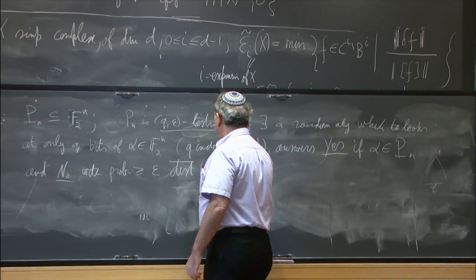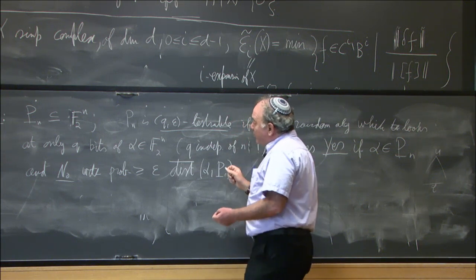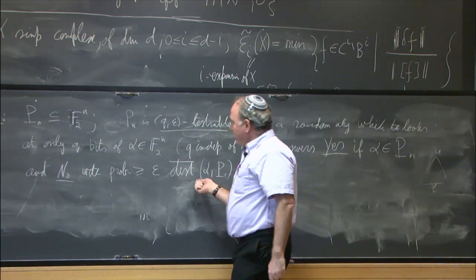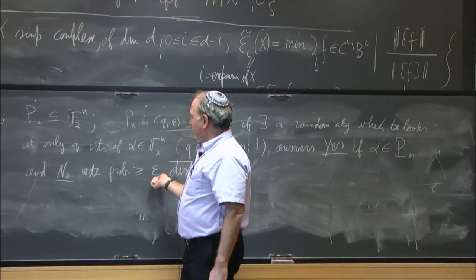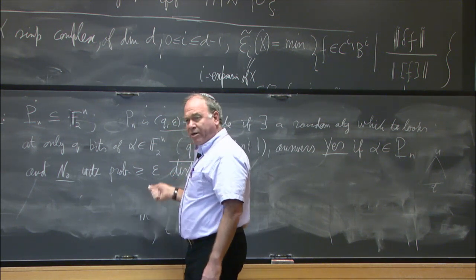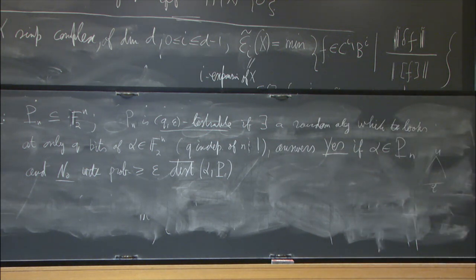Namely, if alpha is not in Pn, we cannot expect it to always be correct if it's just a little bit different from being in Pn. If the normalized distance is at least something, then it will detect it with a probability at least the distance times epsilon. And again, epsilon is independent of n.